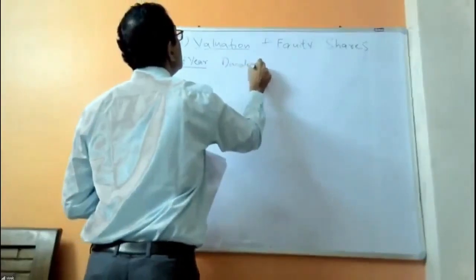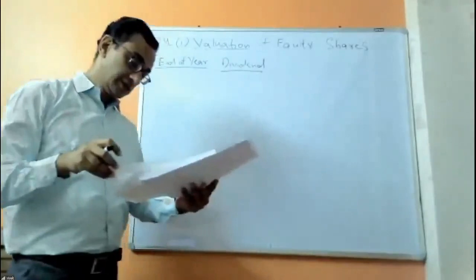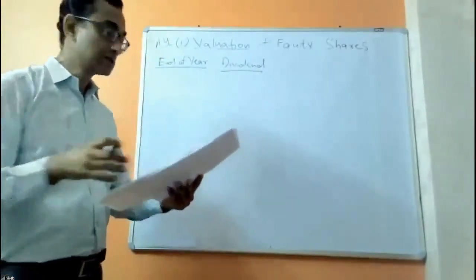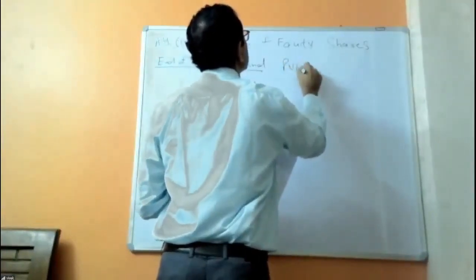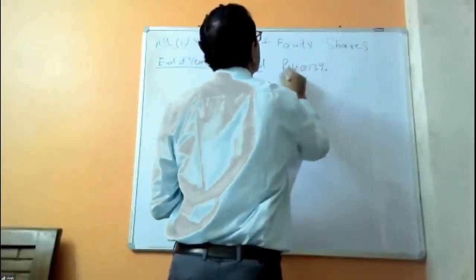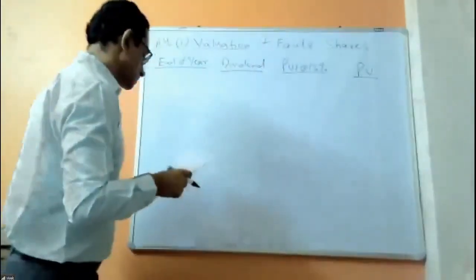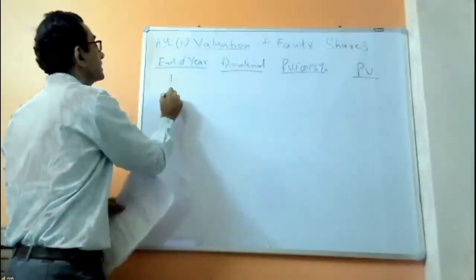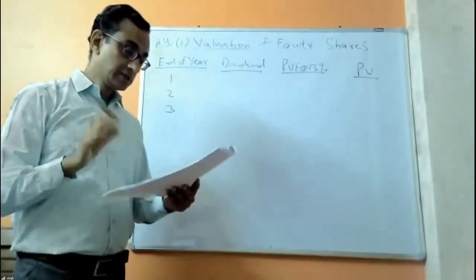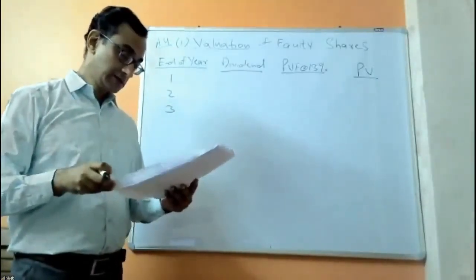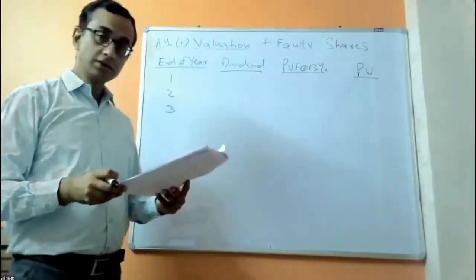End of the year, dividend, present value at 13%, present value factor is given. Present value factor at the rate 13%, and then present value. So end of the first year, second year, third year. And the present dividend is actually 14, and it is growing at about 9%.